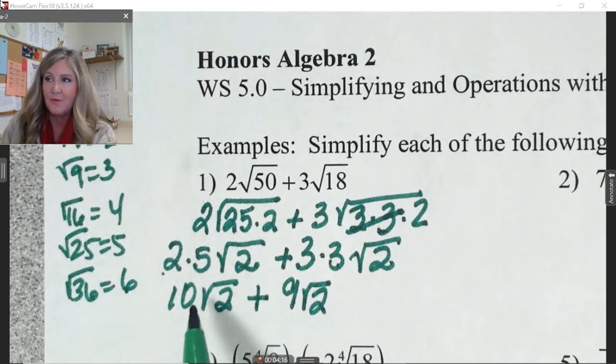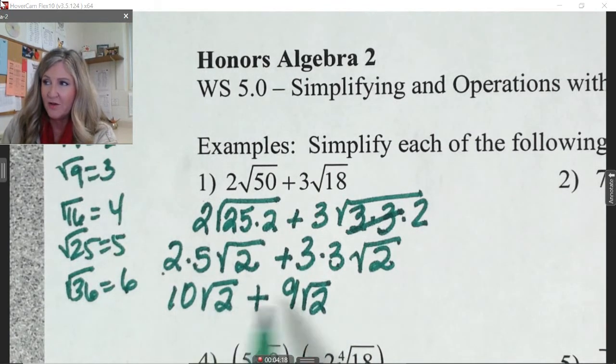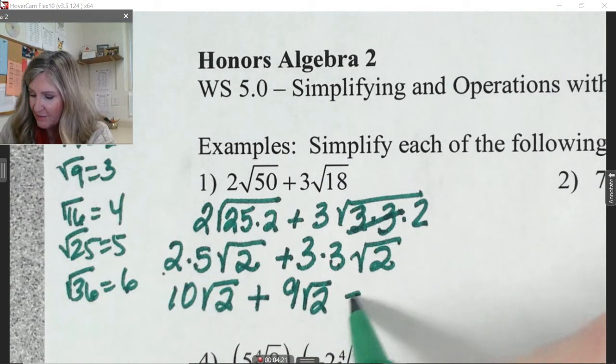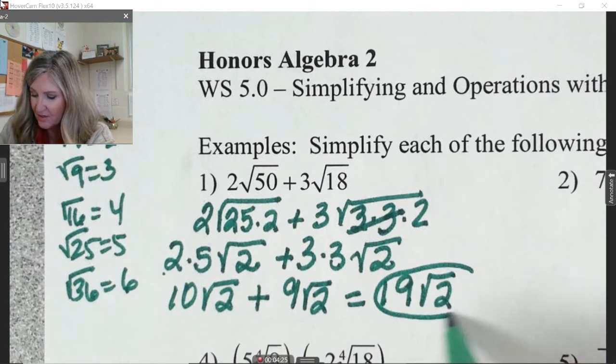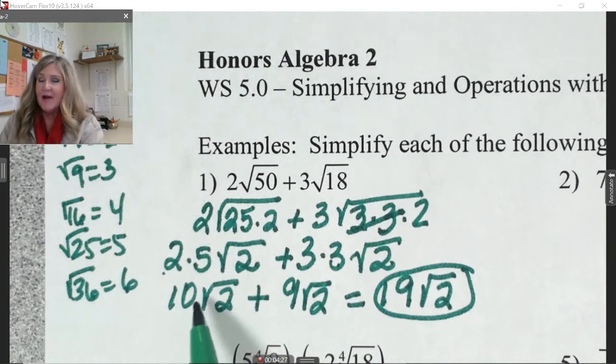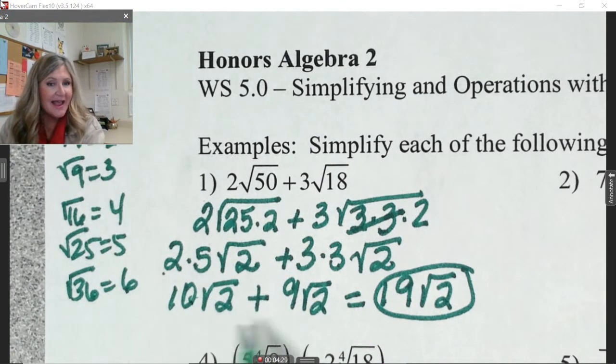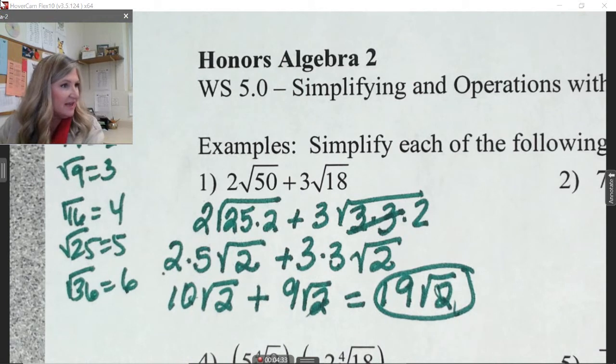Now we have like radicals. So now we can go ahead and add these 2. And when I add these 2, I get 19 radical 2. So see how I changed the coefficient. I add the numbers that are coefficients and the radical 2 stays the same. Any questions on that?